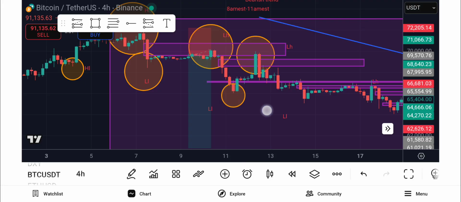Now let me delete this. So that would have been 2 entries. Look, another fair value gap formed here. We're waiting for price to come into that fair value gap before we get an entry.